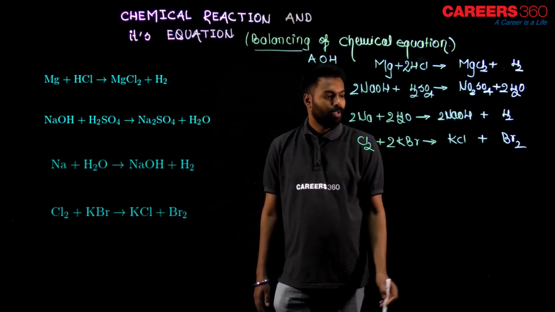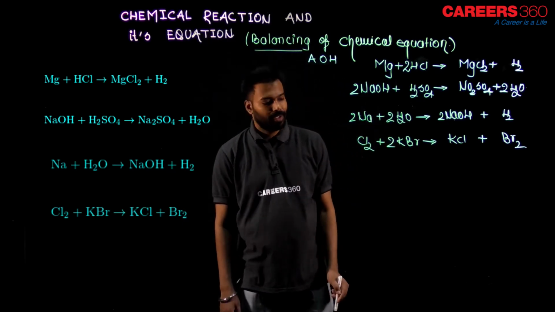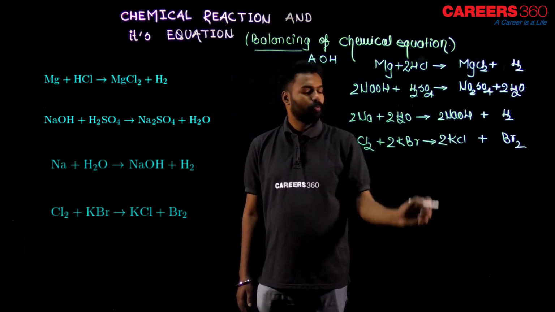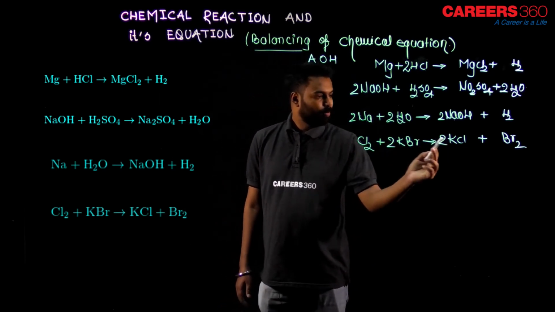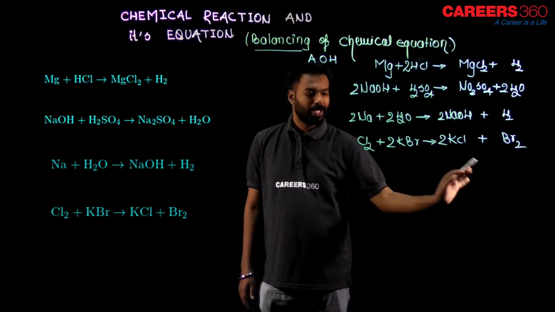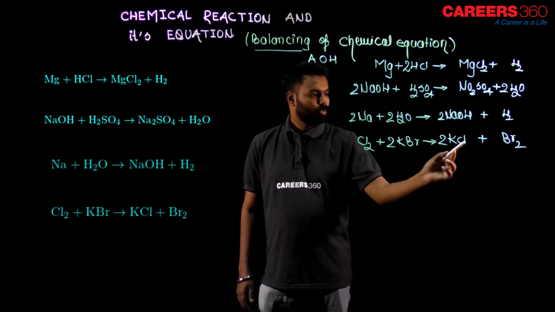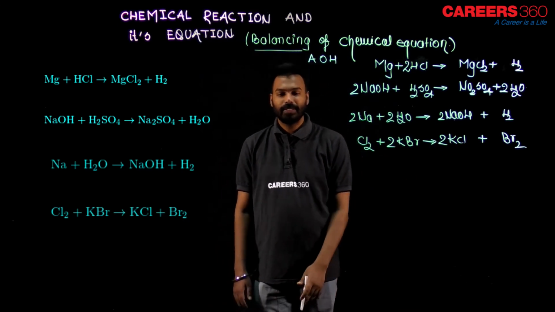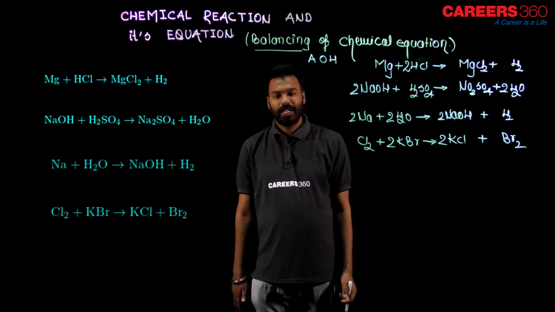Bromine balanced, but potassium is not balanced now. So 2 potassium, 2 potassium. Now potassium 2, bromine 2, balanced. 2 chlorine, here also 2 chlorine, balanced. See, it is very easy. I hope you are understanding.